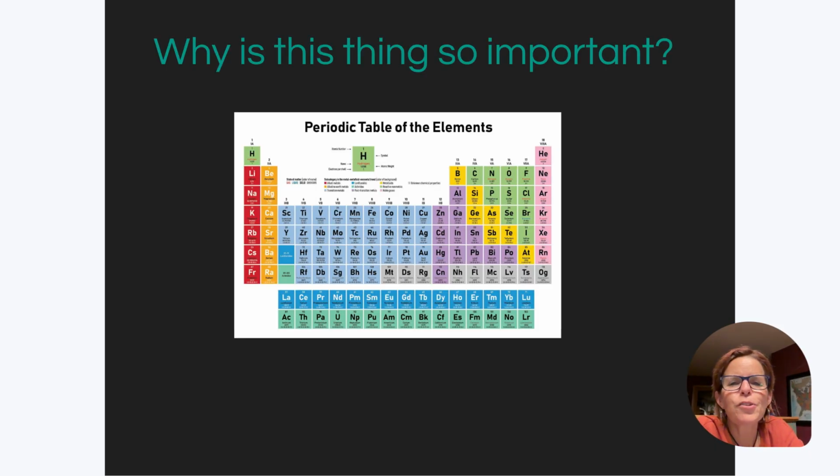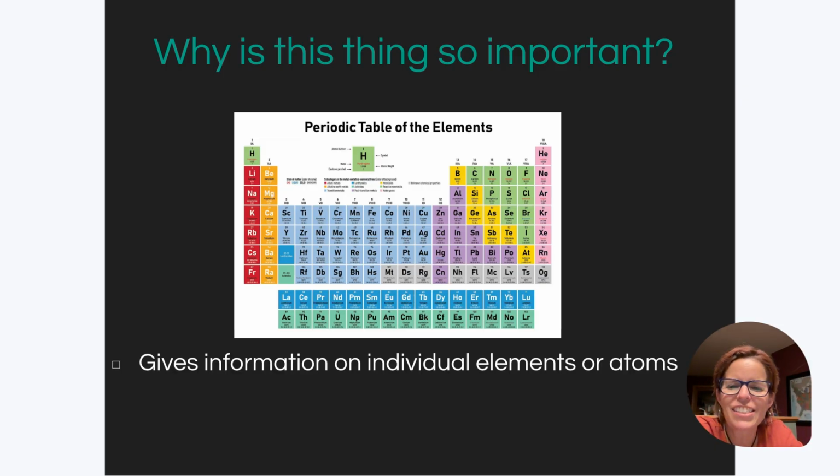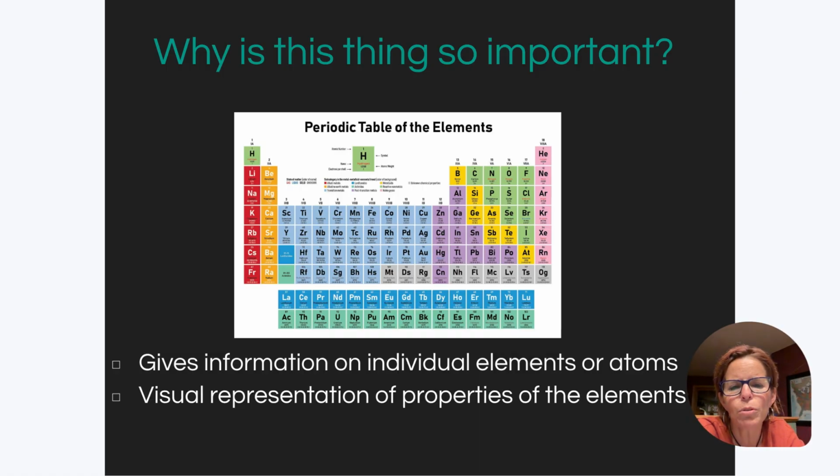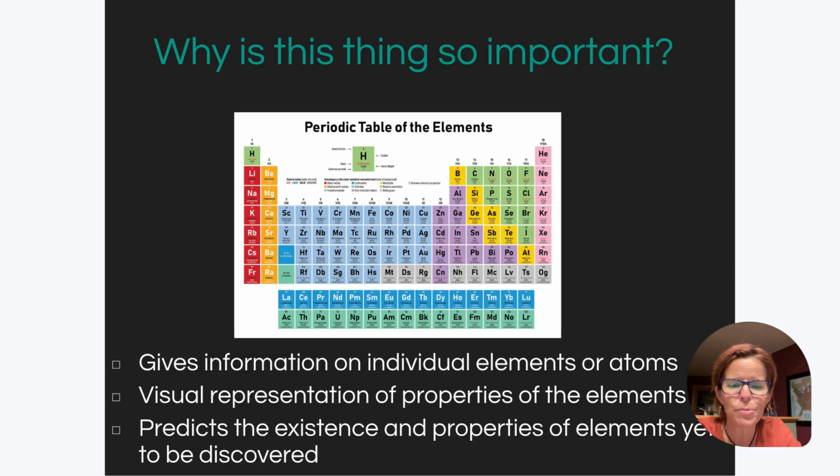All right, so here's the periodic table. Why is this thing so important? You don't need to write this down. Let's just live it. Listen up. It gives information on individual elements or atoms. It's a visual representation of the properties of elements. We're going to learn about that as we go. And it predicts, that's crazy, the existence and properties of elements yet to be discovered.